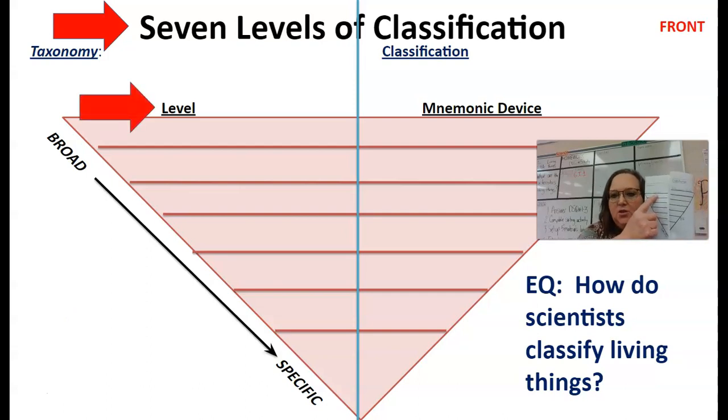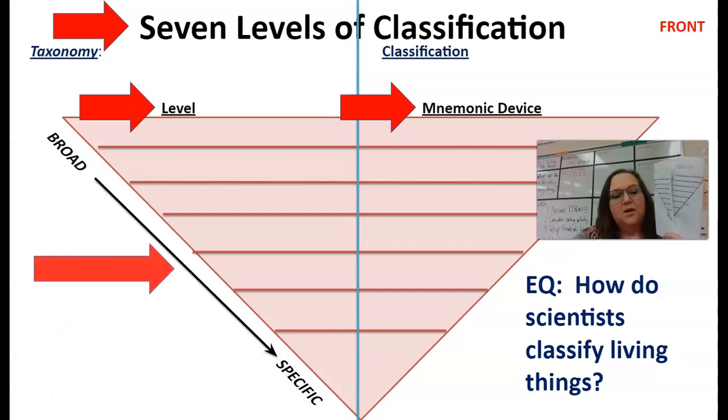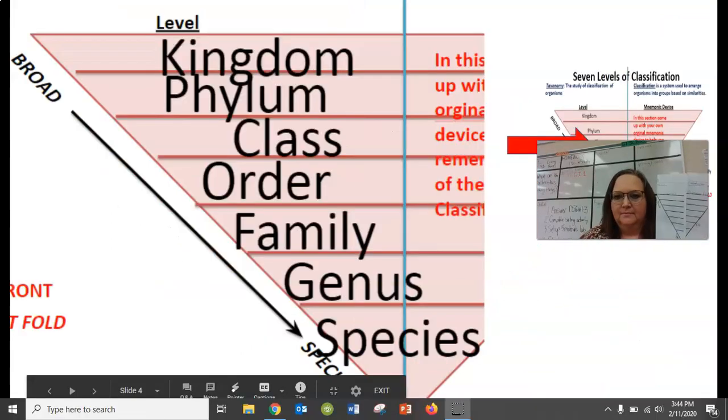Next, on this side, you'll write the word level right on the top of that upside down pyramid. And then on the other side, on the top of the upside down pyramid, you're going to write the words mnemonic device. Right, next, your words broad and specific, you're going to draw a long arrow pointing from broad to specific. Next, in the spot for your EQ, you're going to write down your EQ for this foldable. How do scientists classify living things?